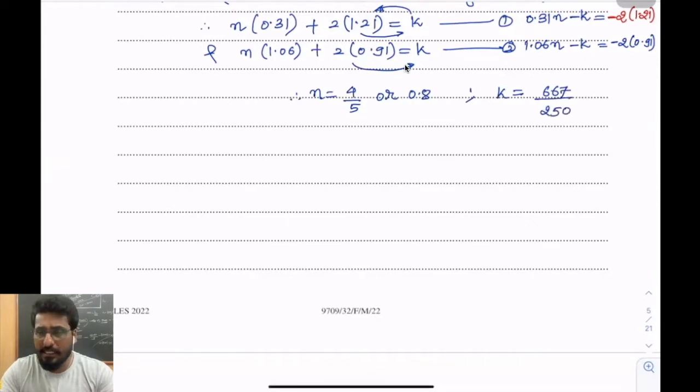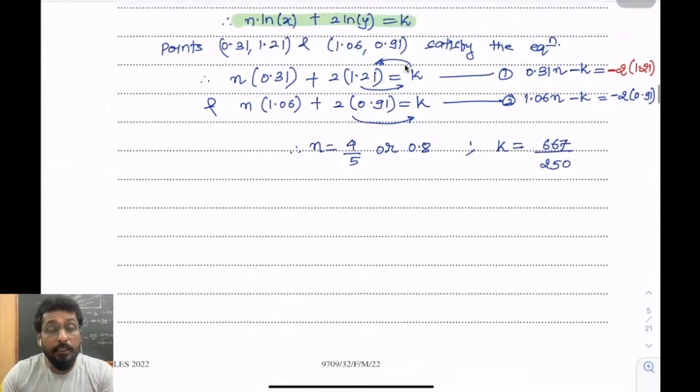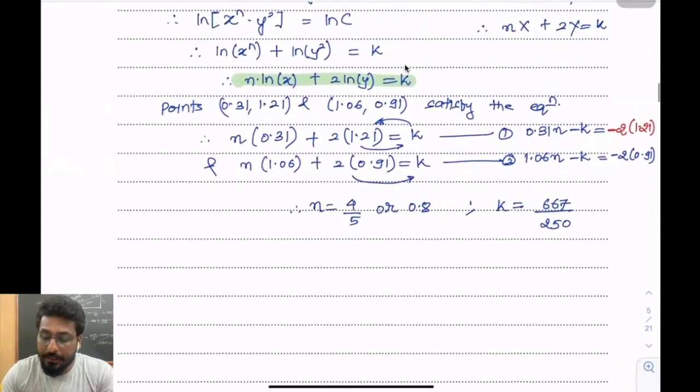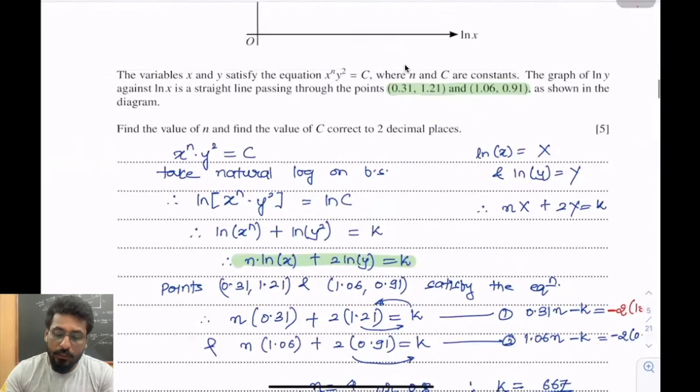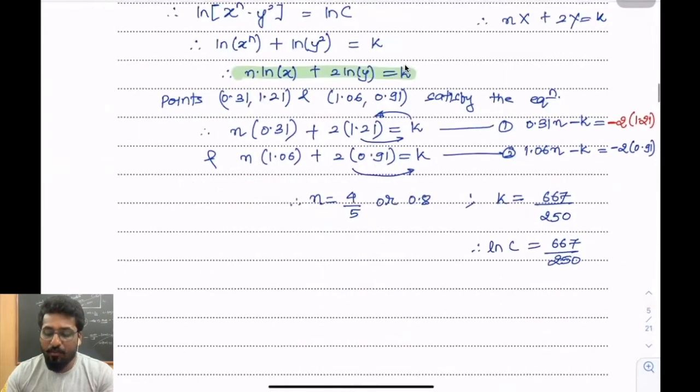So I'm not going to write the decimal value. That's the value of k. And you know that k is ln of c, right? k was ln of c. So that means I can say ln of c has the value 667 divided by 250. Look at the question. The question says find the value of n and find the value of c correct up to 2 decimal places. So n I am not worried about because it has come 4/5, which is definitely going to come 0.8. No further value, isn't it? Ahead of 8 I have nothing. So it's straight away 0.8. But for the value of c, I need to take care.